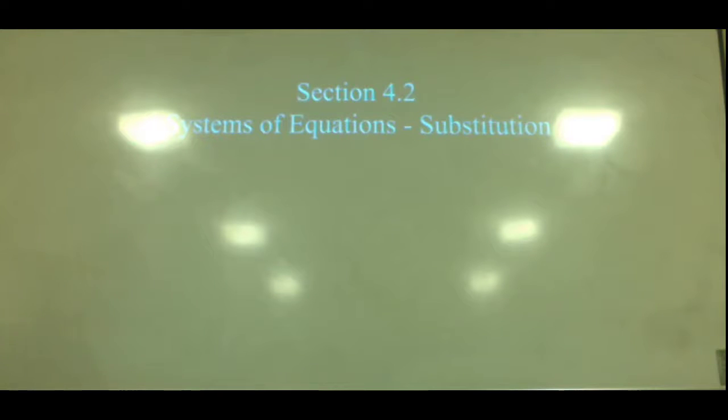The issue that we have is sometimes they don't come out to be nice, even answers. Sometimes they come out to be decimals or fractions, and that's really hard to see on a graph. So we have some algebraic methods, and that's what we're going to be doing tonight. We're going to be studying the algebraic methods of how we solve systems. And the first one is substitution.